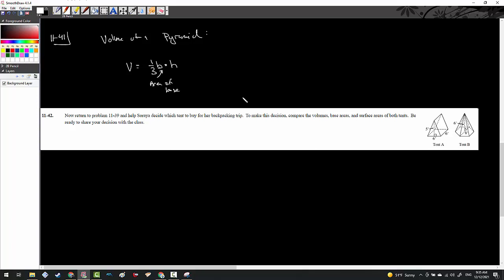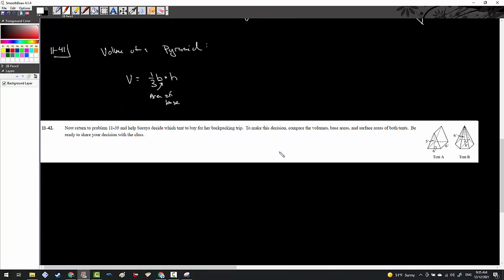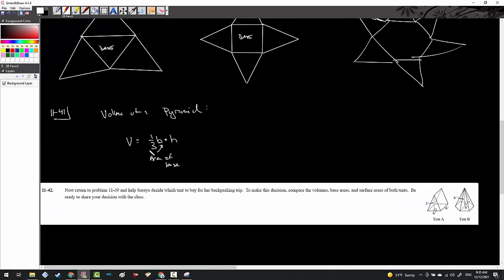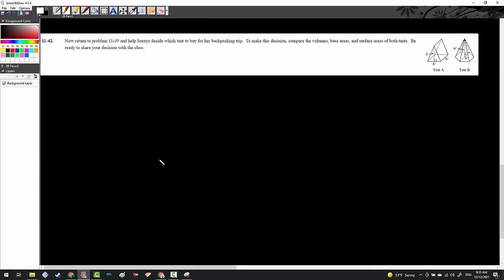And the reason why that's important is because, as we saw in the last problem, the base can be different shapes. The base could be a triangle, the base could be a square, the base could be a hexagon. And so we definitely want to be mindful of what the area of the base is. Then we just multiply it by the height, divided by 3, and then we're all good.